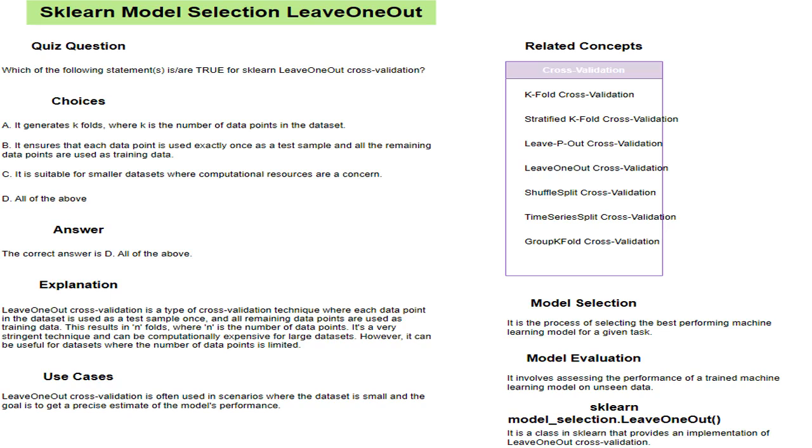1, 2, 3, 4, 5. Let's take a dataset with 5 data points. In leave one out, we'll create 5 folds. For each fold, one data point will be the test sample, and the remaining data points will be the training data. For example, in the first fold, data point 1 will be the test sample, and data points 2, 3, 4, and 5 will be the training data. In the second fold, data point 2 will be the test sample, and data points 1, 3, 4, and 5 will be the training data, and so on.